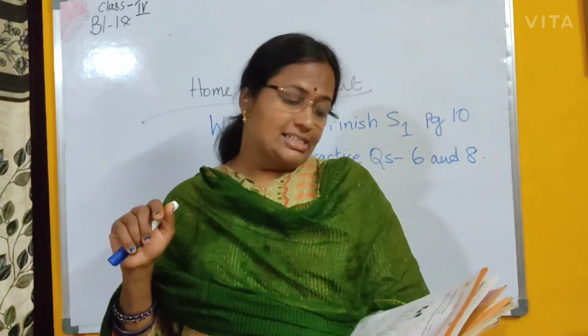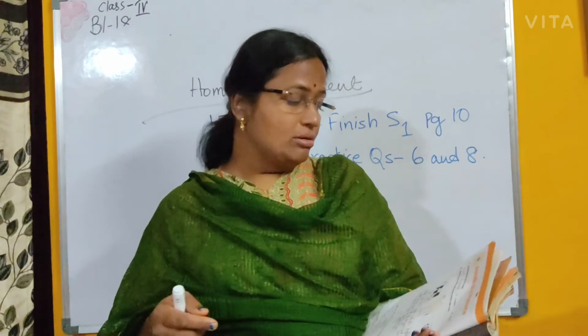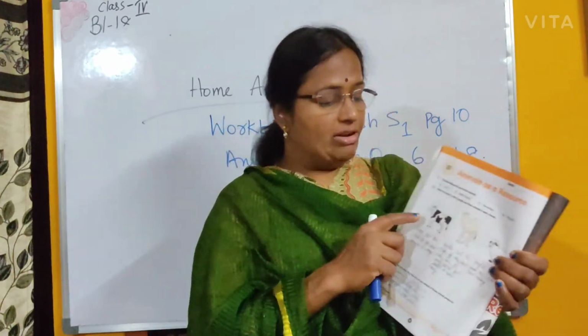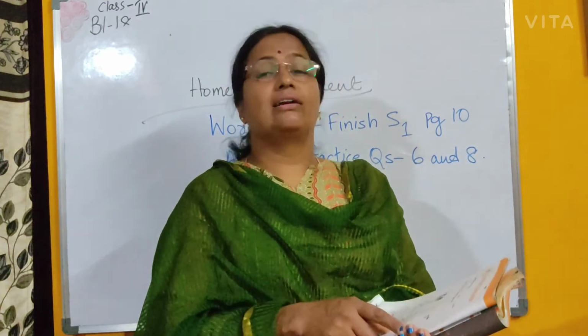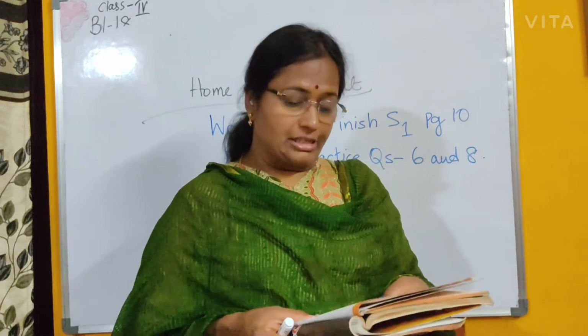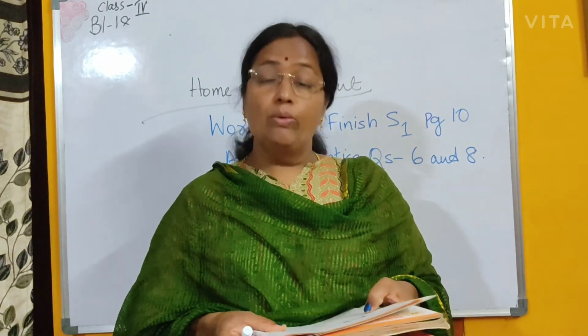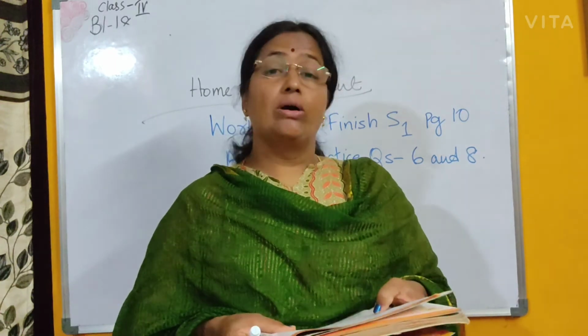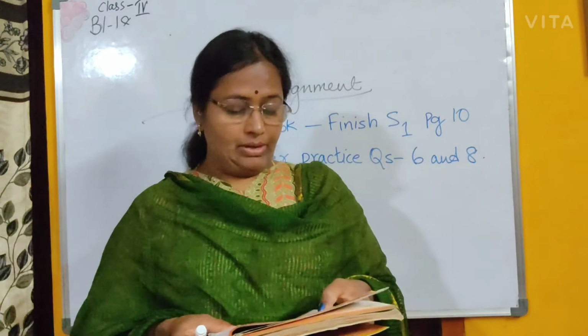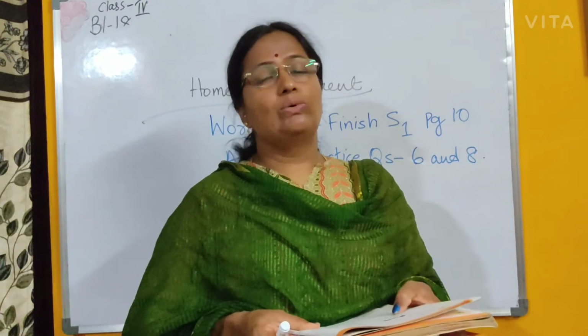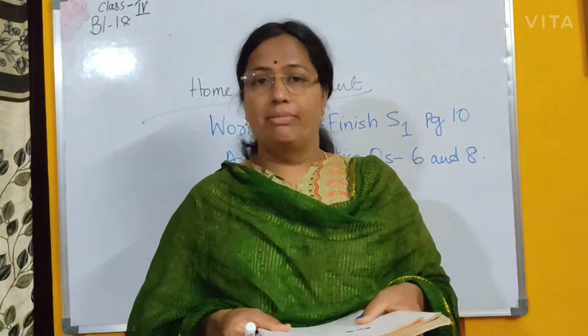Then write the ways in which people use these animals to earn money. Second question, they have given you pictures of 3 animals. First one is cow, second one is camel, third one is sheep. And they are asking you, how do people use these animals to earn money? Cow, how are we using it? People sell the milk of the cows and earn money.